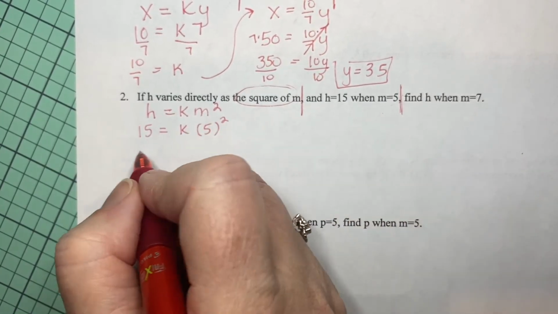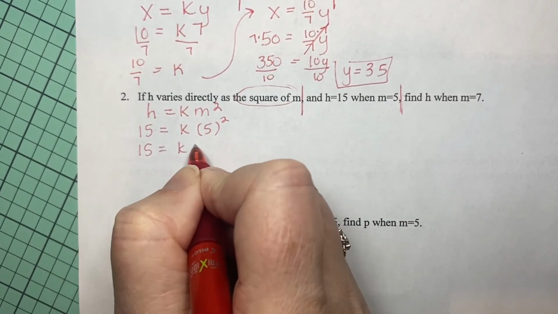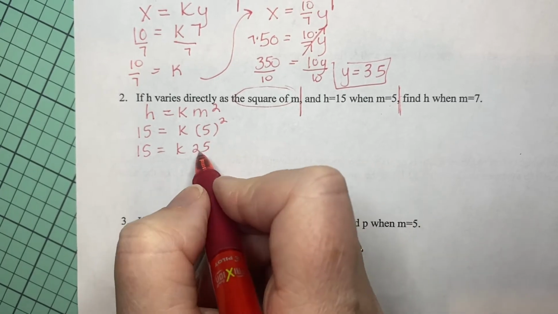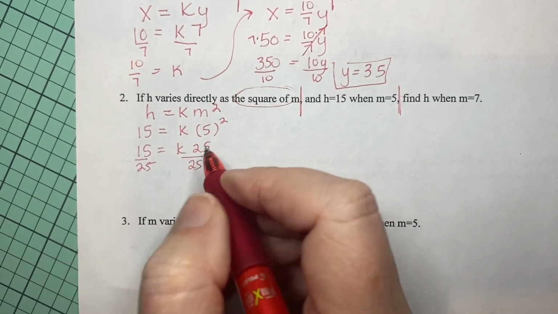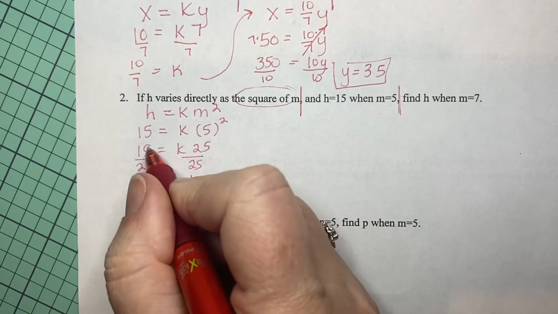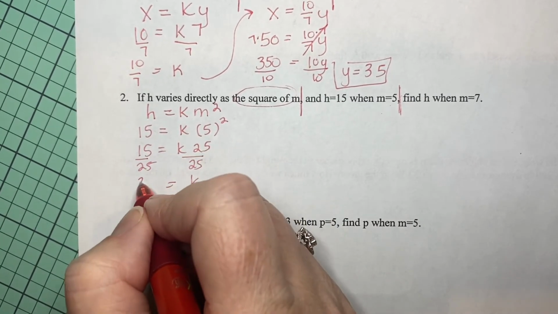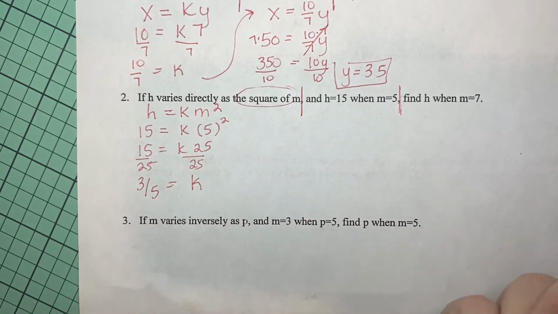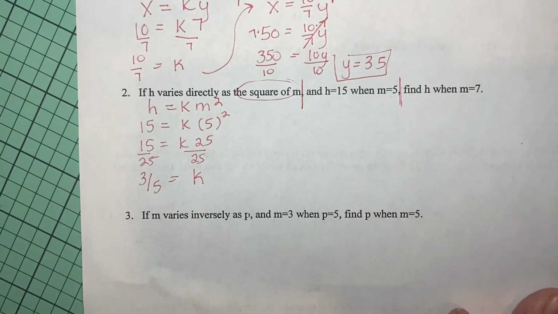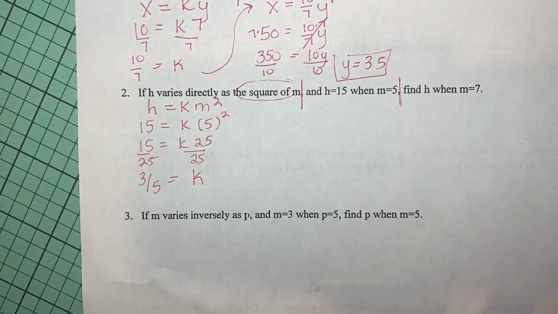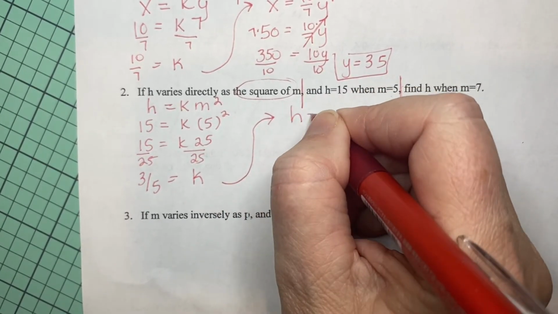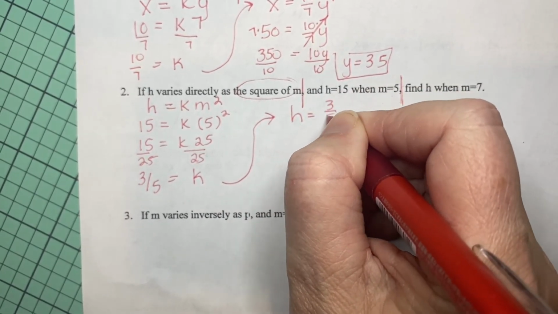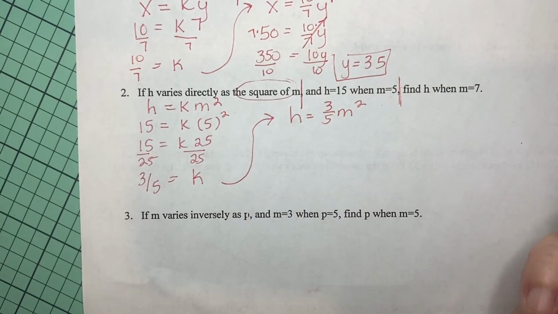And then 5 squared is 25. So we get 15 equals K times 25. And then to get K by itself, just divide by 25. So K would equal 15 over 25, or the best thing to do is reduce that to be 3/5 because it just makes it easier. Whenever you have a fraction, always reduce it in simplest form. So now we can plug that back in the formula, and now we know H equals 3/5 times M squared.